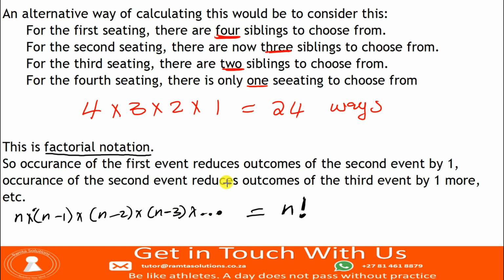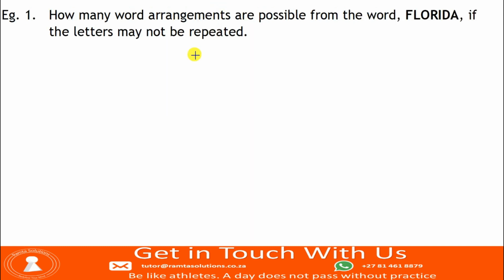So instead of writing 4 times 3 times 2 times 1, you can simply write 4 factorial. You will see the beauty of this factorial notation shortly. So let's proceed. Now we are trying examples.